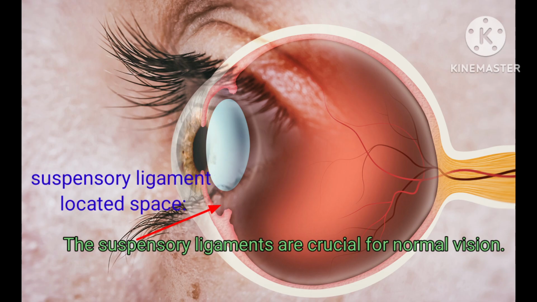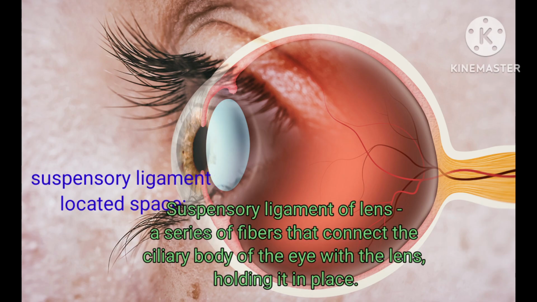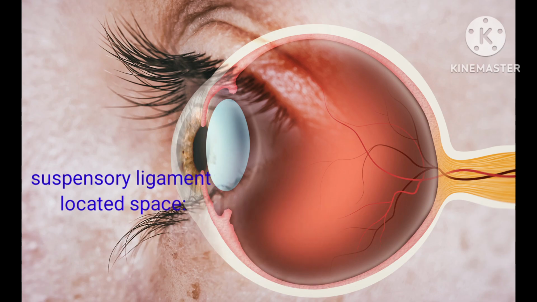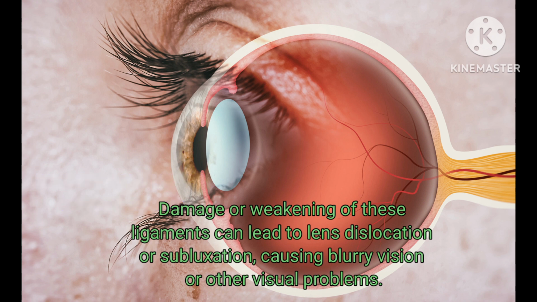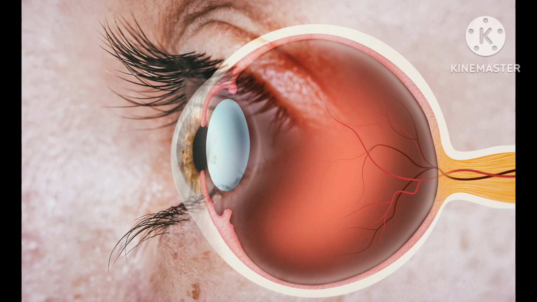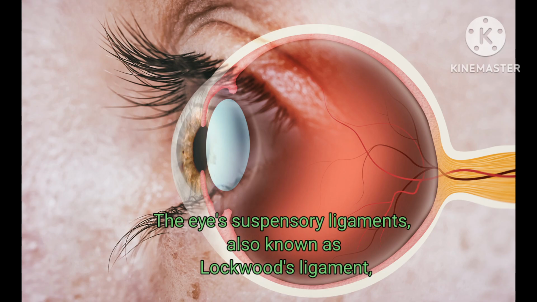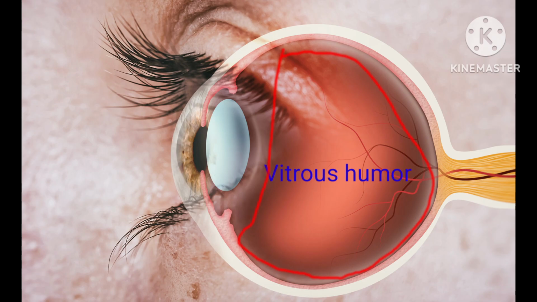The suspensory ligaments are crucial for normal vision. The suspensory ligament of the lens is a series of fibers that connect the ciliary body of the eye with the lens, holding it in place. Damage or weakening of these ligaments can lead to lens dislocation or subluxation, causing blurry vision or other visual problems. The eye's suspensory ligaments are also known as Lockwood's ligament.